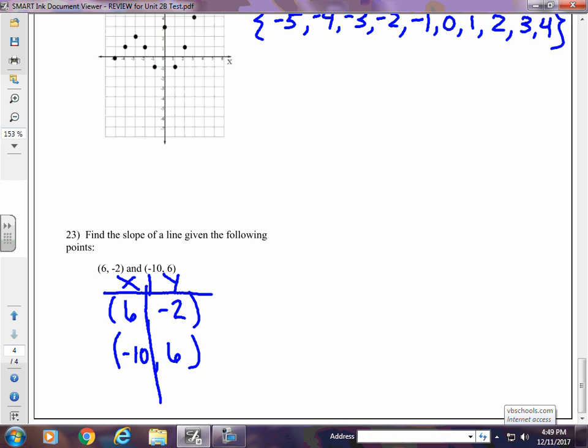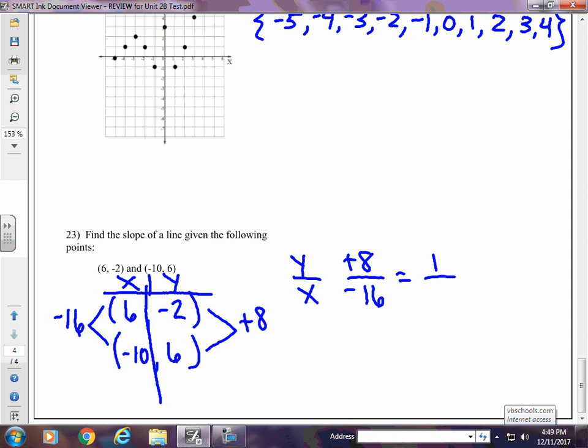And then you're going to just follow the rate of change. How do you get from -2 to +6? You add 8. How do you get from 6 to -10? You subtract 16. Remember that it's always y over x. So that would be +8 over -16. You always want to reduce your fractions, so that makes 1 over -2. And that is your m value.